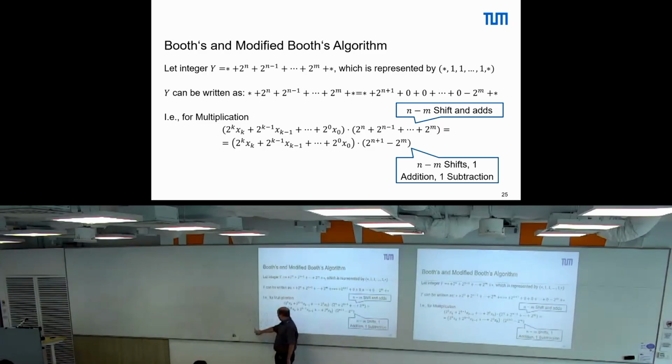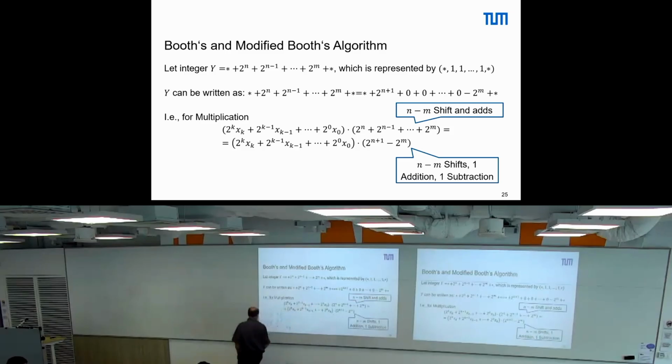I can say 2 to the power of 5 plus 2 to the power of 4 plus 2 to the power of 3. Oh, I start from the bottom. I can say 2 to the power of 1 is the same as 2 to the power of 2 minus 2 to the power of 1, right? Because this is always the half of that. Instead of writing this here, I can always write this difference.